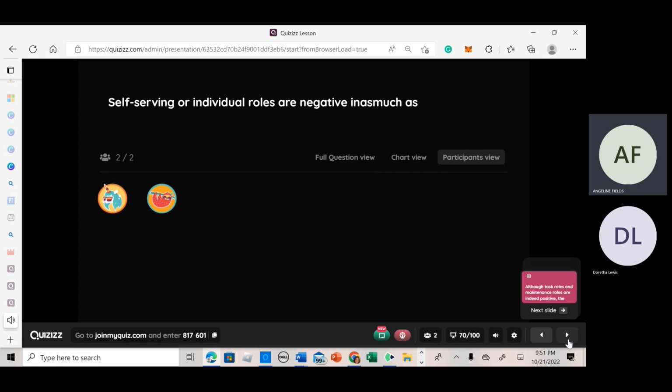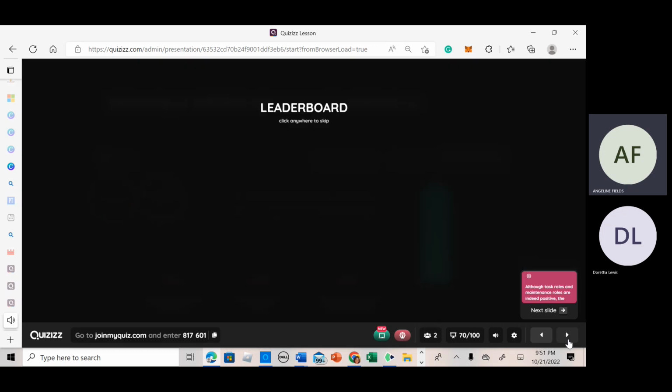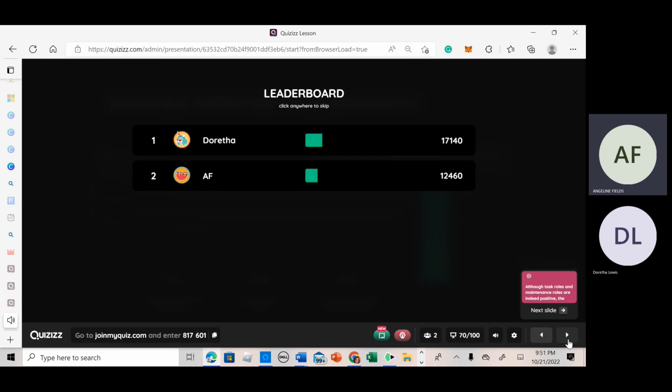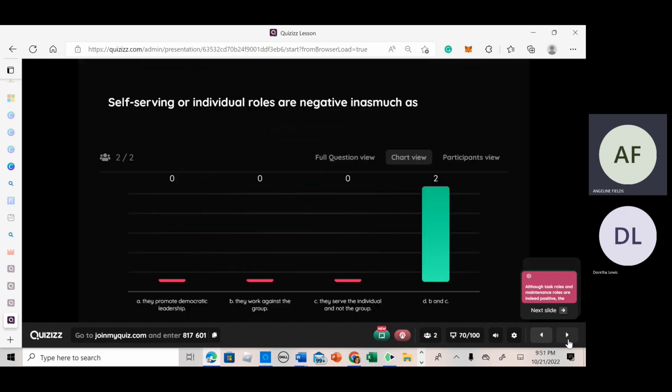As long as you're reading each answer, you'll be able to find it. Because in that first answer, it says they promote democratic leadership. But self-serving and individual roles work against the group, and they serve the individual and not the group. With democratic leadership, you do have followers, but that wasn't the correct answer for this question.